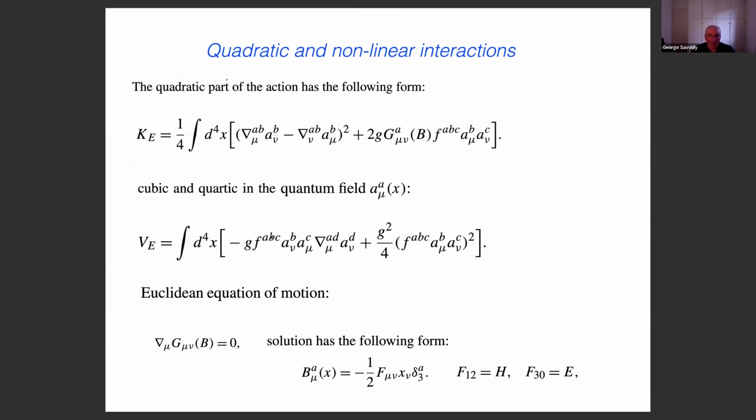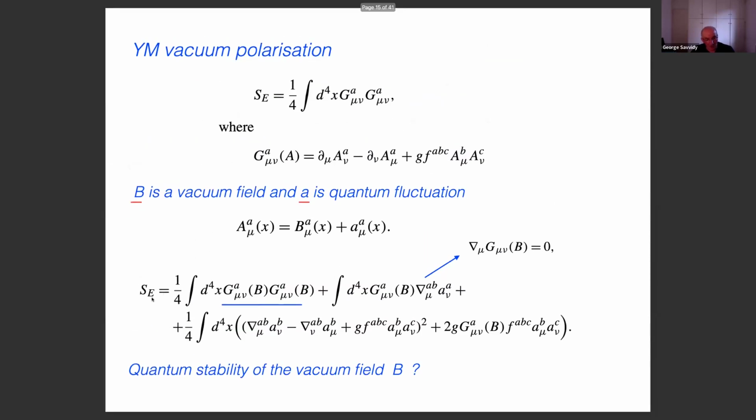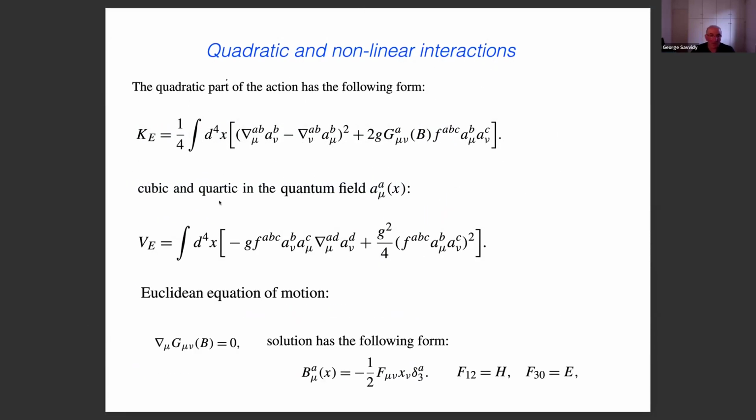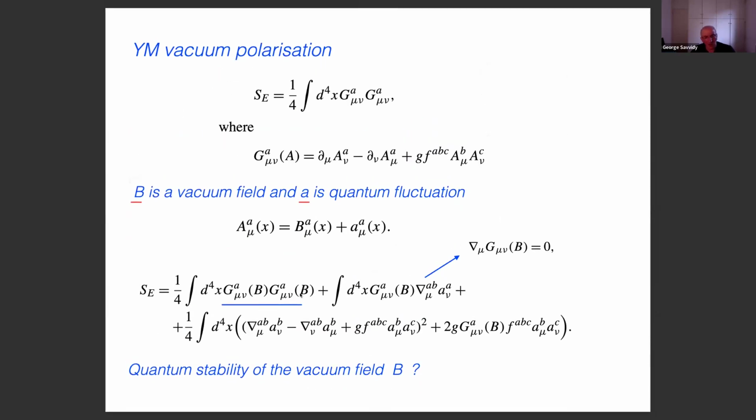Okay, so I prefer to divide the Euclidean action into pieces. So this part is not interesting. It just goes outside of the path integral. This term will go outside. But this term is 0, so the whole thing which remains in the exponent, and over which we have to integrate the path integral over the quantum field A, is this term.